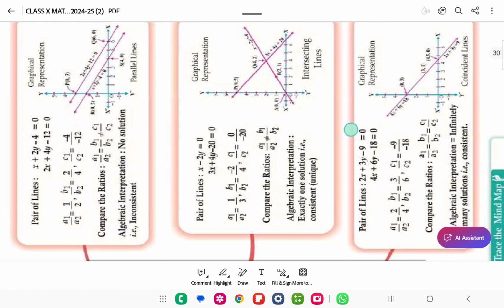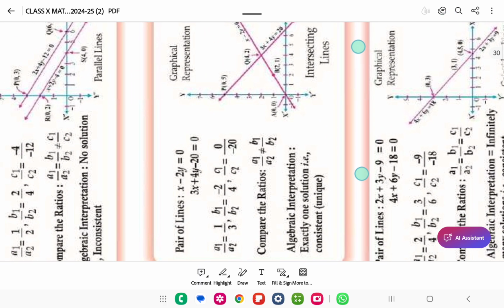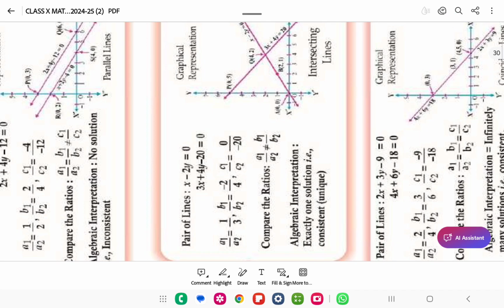And then next we are coming to the intersecting lines. We will see the equations first. In these two equations, x minus 2y equals 0, and 3x plus 4y minus 20 equals 0.